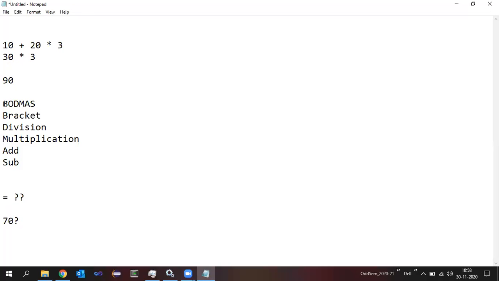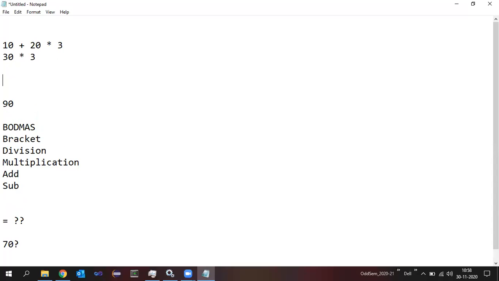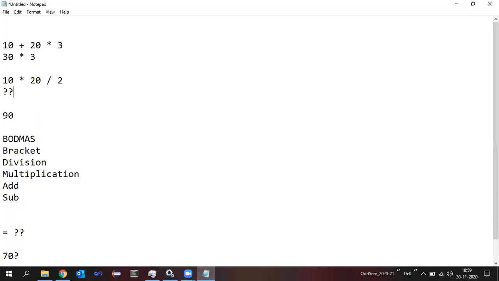Okay, now there are certain rules here. Why can't I perform plus first? Why should I perform multiplication first, right? If something is there like 10 into 20 divided by 2, now tell me which one you will perform first?